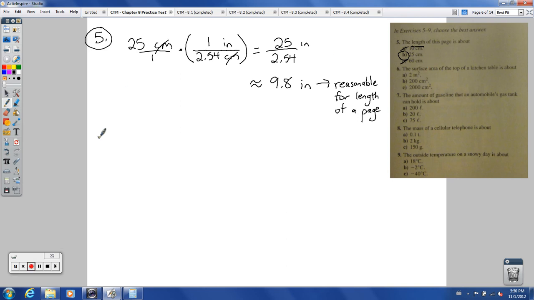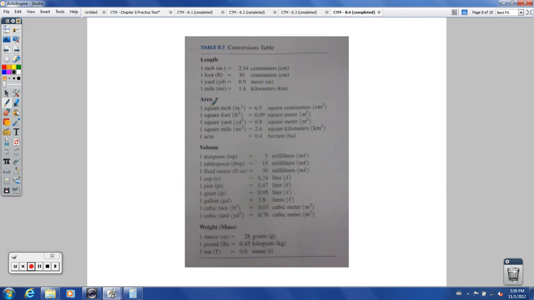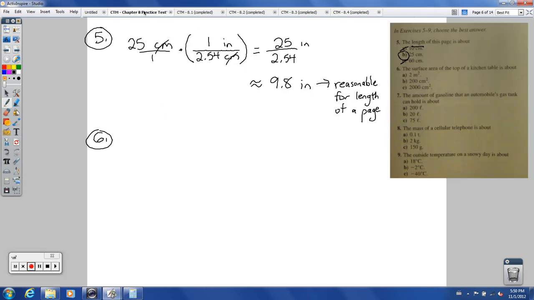Number 6 then. Number 6, the surface area of the top of a kitchen table is about, is it 2 meters squared, 200 centimeters squared, or 2,000 centimeters squared? So thinking about that, let's go back to this here. We can look at this stuff and figure it out from there. And I'm going to draw a picture for this. A kitchen table would generally be kind of a rectangular shape, I would guess, most of the time. They're not saying a dining table, so maybe a little smaller than that. It's not super clear how big they think a kitchen table is, but I don't think it's going to be incredibly small. I don't think it's going to be incredibly large either.